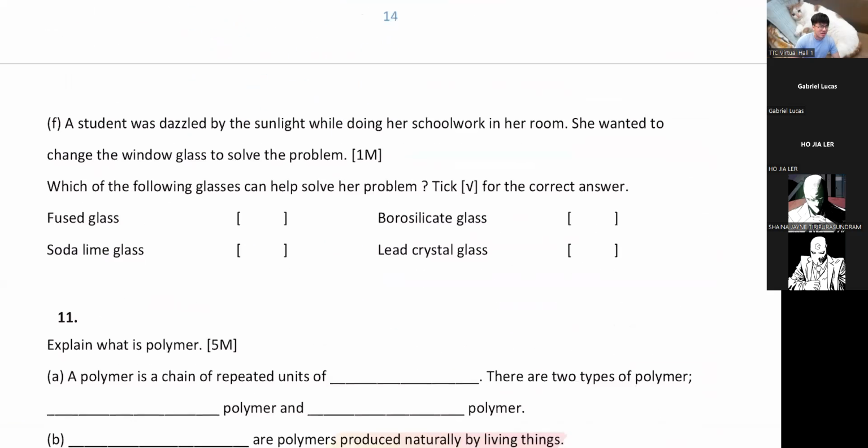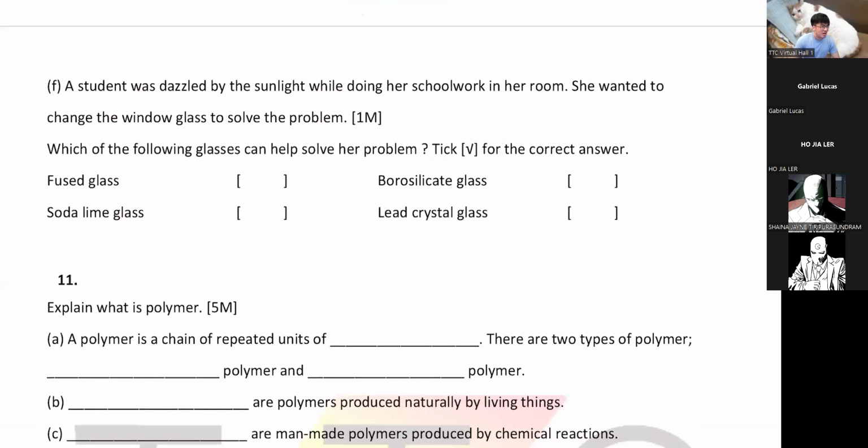Easy. Okay, we skip this. Dazzled by sunlight, she wanted to change the window. If you see sunlight, we want glass to solve the light problem, we will use a lead glass, the one in your chandelier. Because all these three are used to make containers.